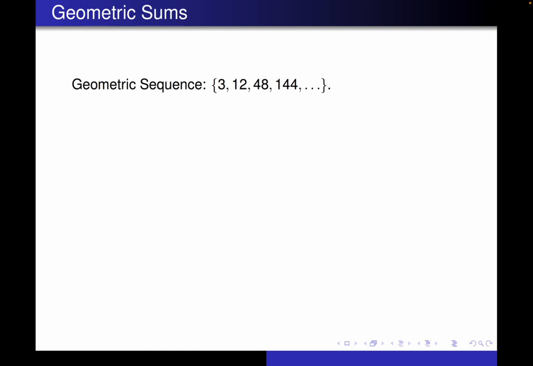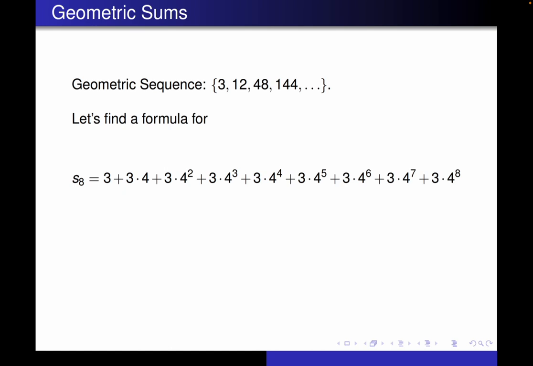So here's the geometric sequence that we're going to be looking at for our example: 3, 12, 48, 144. So we start with 3. Every time we go from one term to the next, we multiply by 4. So we're going to find a formula, again, for S8, much like we did for the arithmetic sums. That starts at A0, that's 3, and then the last term is going to be A8, which is 3 times 4 to the 8. And as noted before, A0 is equal to 3. That's why we have 9 terms instead of 8.